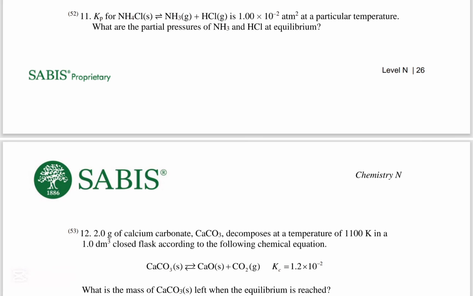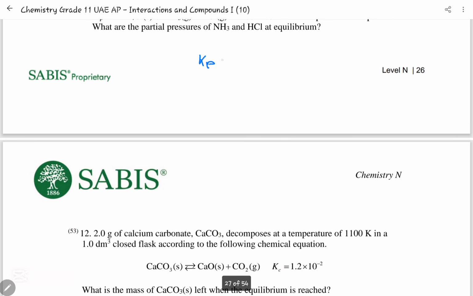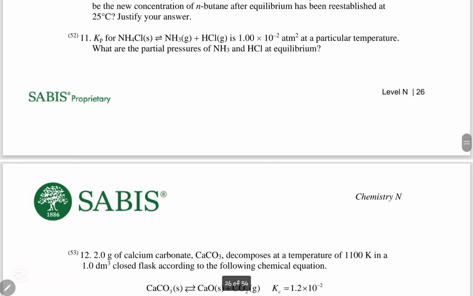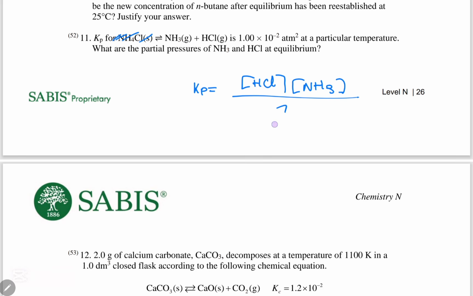Kp for NH4Cl solid in equilibrium with NH3 gas plus HCl gas is 1.0 times 10 to the power of minus 2 atm squared at a particular temperature. What are the partial pressures of NH3 and HCl at equilibrium? First of all, let's get Kp, right? Kp at equilibrium, it's going to be the concentration of HCl times the concentration of NH3 divided by what? Divided by 1. Why? Because this is a solid, we cannot include it. It's not homogeneous, right? So I end up with this, right?